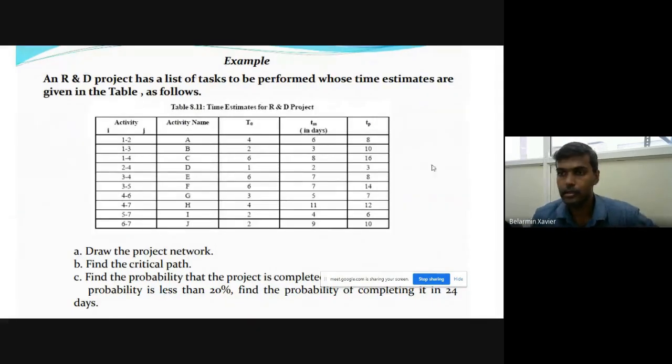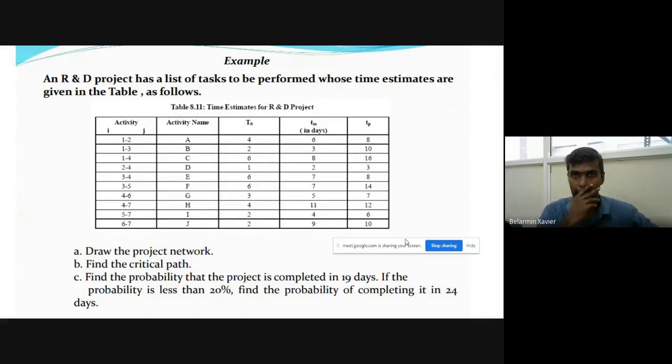You can try this particular work by yourself. The R&D project has a list of tasks to be performed, whose time estimates are given as follows. Each activity is given by a notation I and J, and the activities are given. Optimistic time is given, most likely time is given, pessimistic time is given. So you can draw a project network and the critical path.